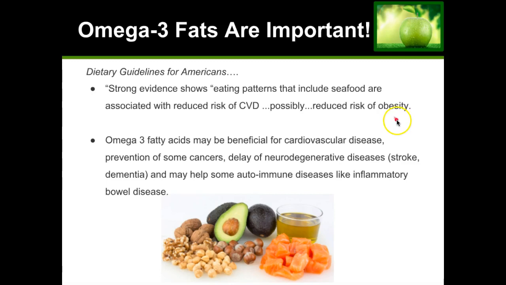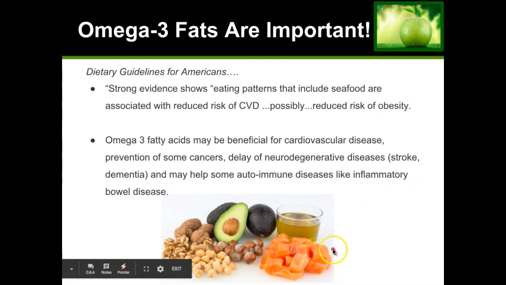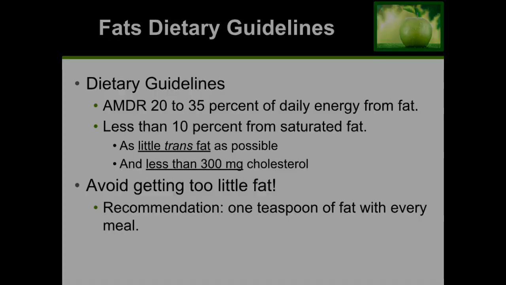So omega-3 fatty acids may be beneficial for cardiovascular disease. They may prevent some cancers. They may delay onset of neurodegenerative diseases like stroke and dementia, and they may help with autoimmune diseases, things like inflammatory bowel disease. Here are some examples of foods that contain high levels of omega-3s: cold water fish such as salmon, avocado, nuts, and flaxseed or flaxseed oil are all great sources of omega-3 fatty acids.